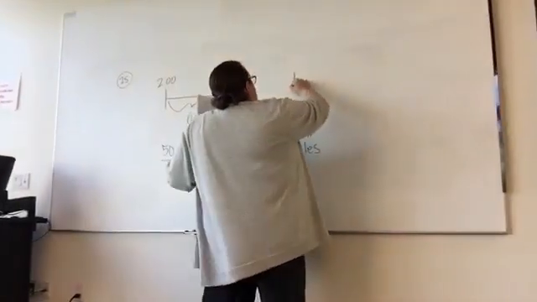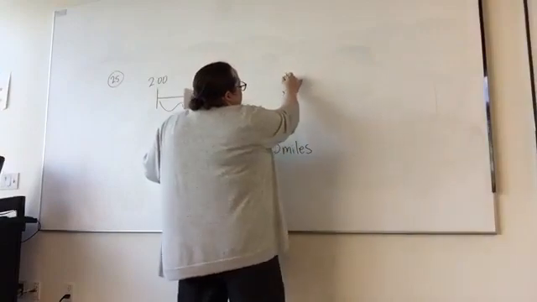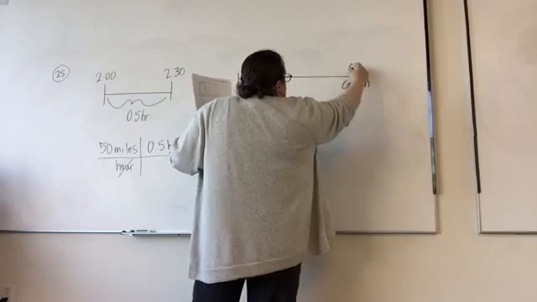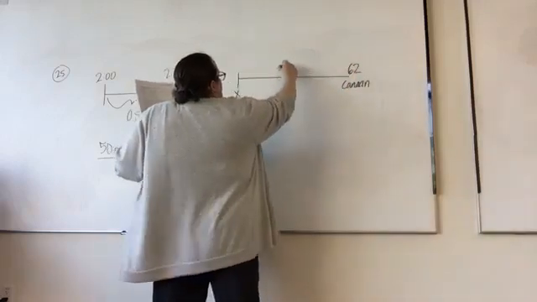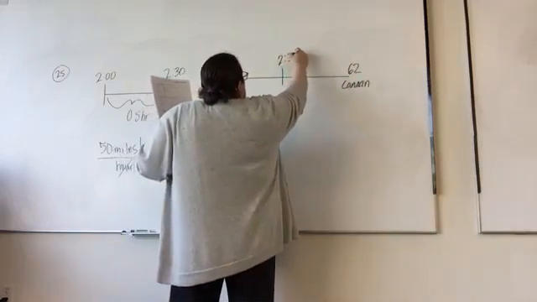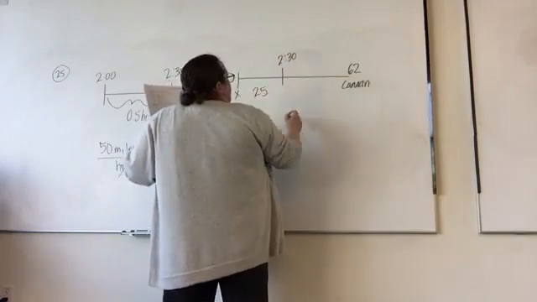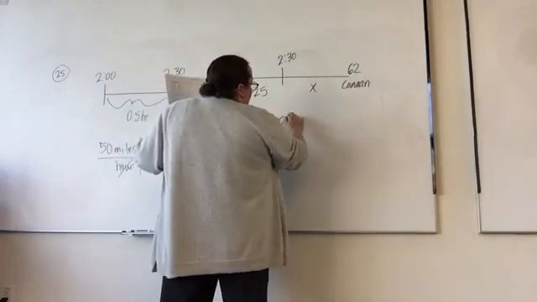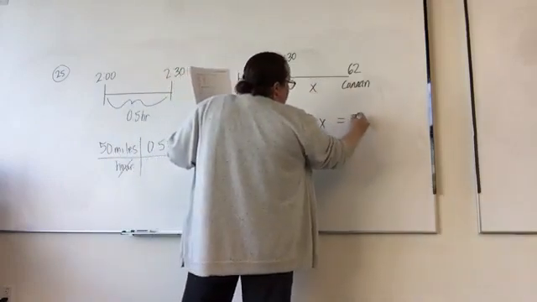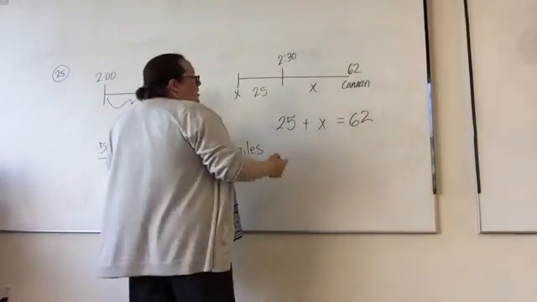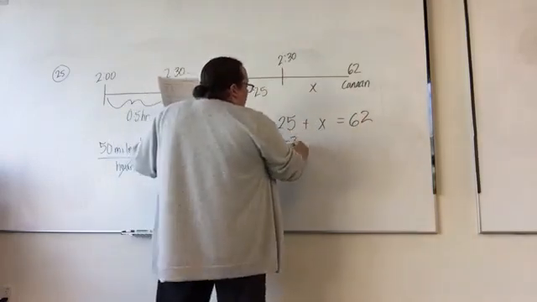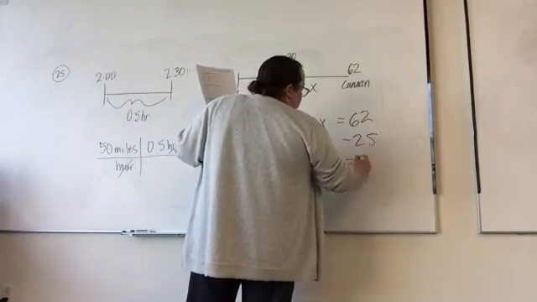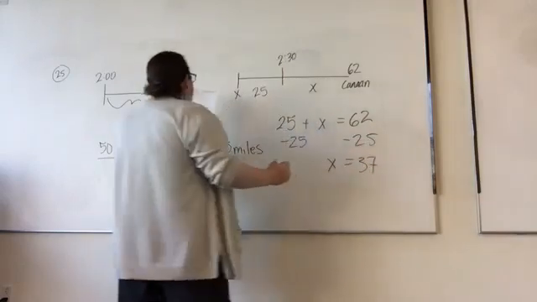Then we have to look at the sign, and so it says Canaan is 62 miles away. So we think about it this way. Here's where he is at the time he sees the sign. Here's Canaan, 62 miles. At 2:30, he's traveled 25 of those total miles, and he has X miles remaining. So you can say 25 plus X is equal to 62. If you want to get X by itself, you subtract 25 from both sides. So X then is equal to 37.